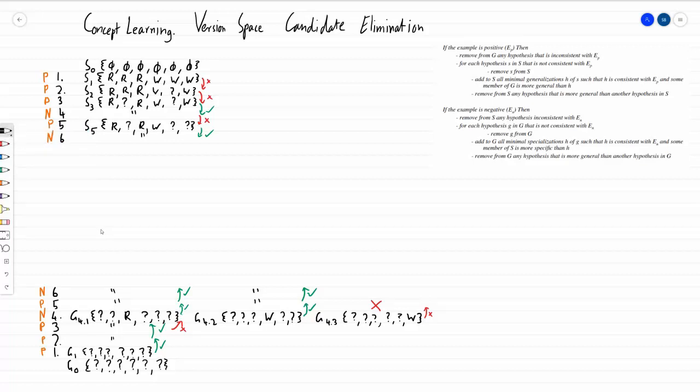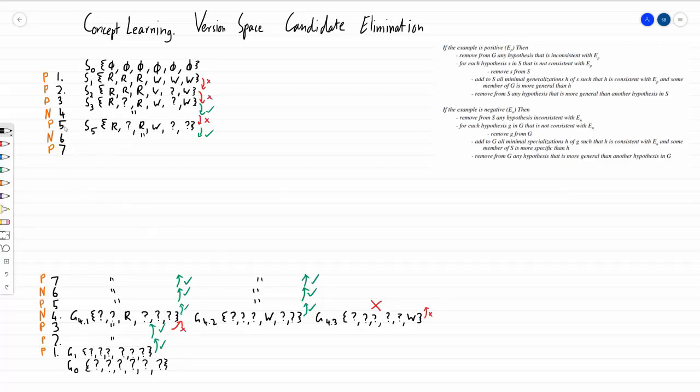And so our last example coming up, number 7, is another positive. So in this one again, remove from G any hypotheses that are inconsistent with EP. So in this case we have red, red, yellow, red. So that one still matches. And we have red, yellow, red. Those match everything. White, white, yellow. That still matches. So our general hypotheses here are still all good.